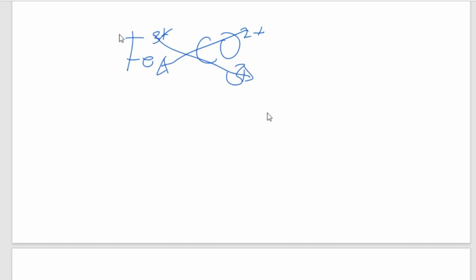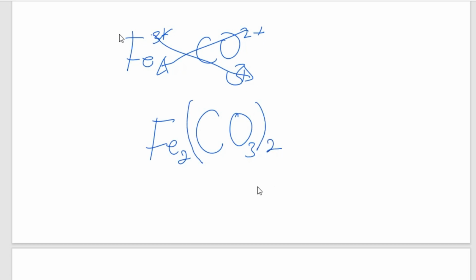Iron 3, and then carbonate is negative 2, meaning that this positive and negative are going to cancel. Then this one is going to come here, and this one is going to go there, and then you form iron. Yes, this 2 is down, and then carbonate. Then this 3 is going to be governing the whole carbonate.